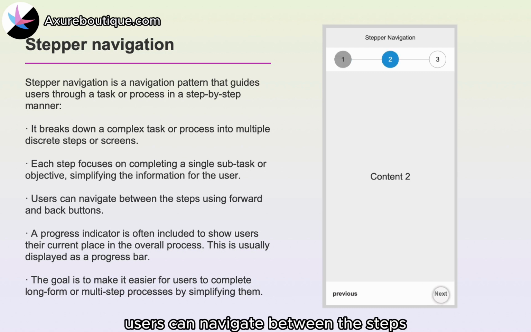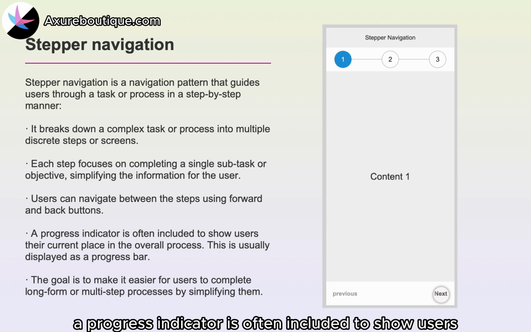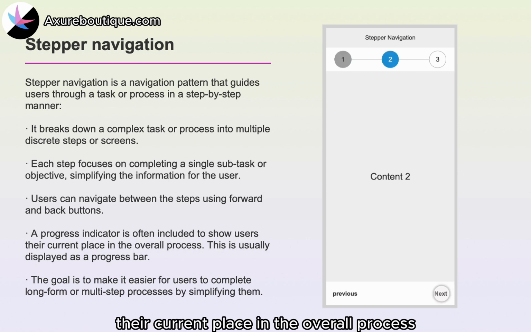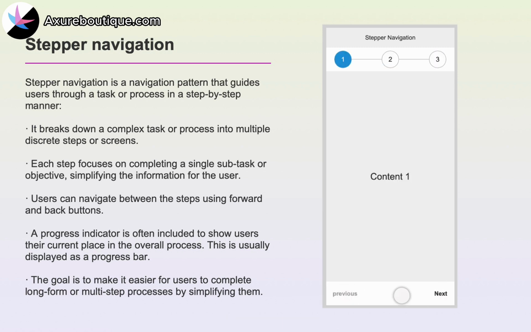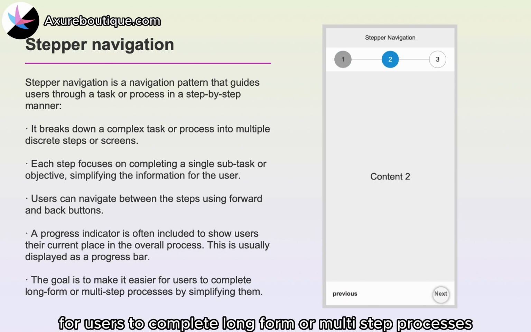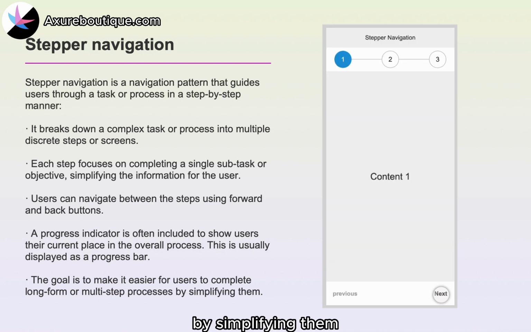Users can navigate between the steps using forward and back buttons. A progress indicator is often included to show users their current place in the overall process. This is usually displayed as a progress bar. The goal is to make it easier for users to complete long-form or multi-step processes by simplifying them.